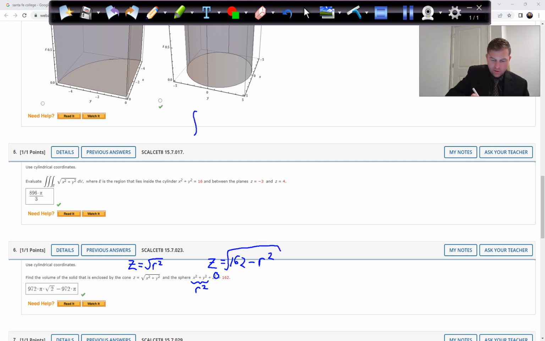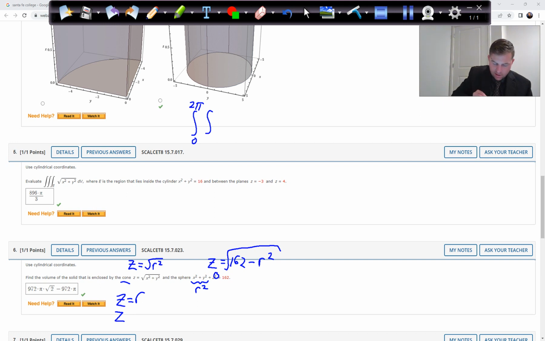Okay, so our integral is going to be, again, from 0 to 2 pi because it's a cone, and a cone will have a full rotation, 360 degrees. Now, r in this case, to find the bounds on r, it's a little trickier. So from this one it says z equals r.